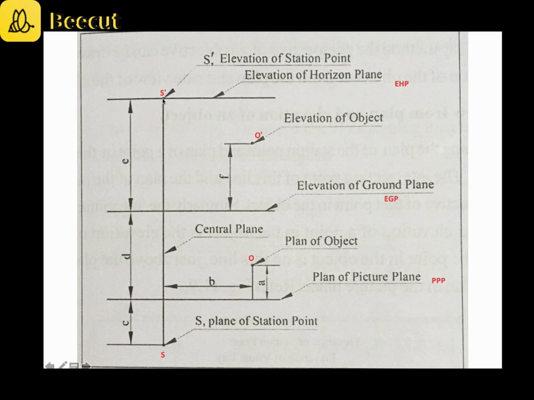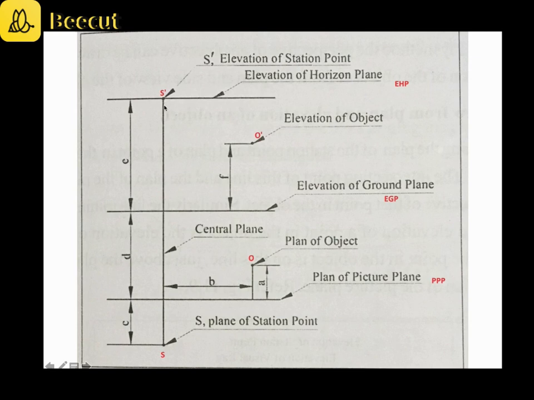For marking S dash and S, S dash represents the elevation of the station point and S represents the plan or the top view of the station point. For marking S dash, the question will state that the station point is located 25 mm above the ground plane. So here this is the ground plane, and it is stated that it is a certain mm above the GP line. So you take that distance from the GP.